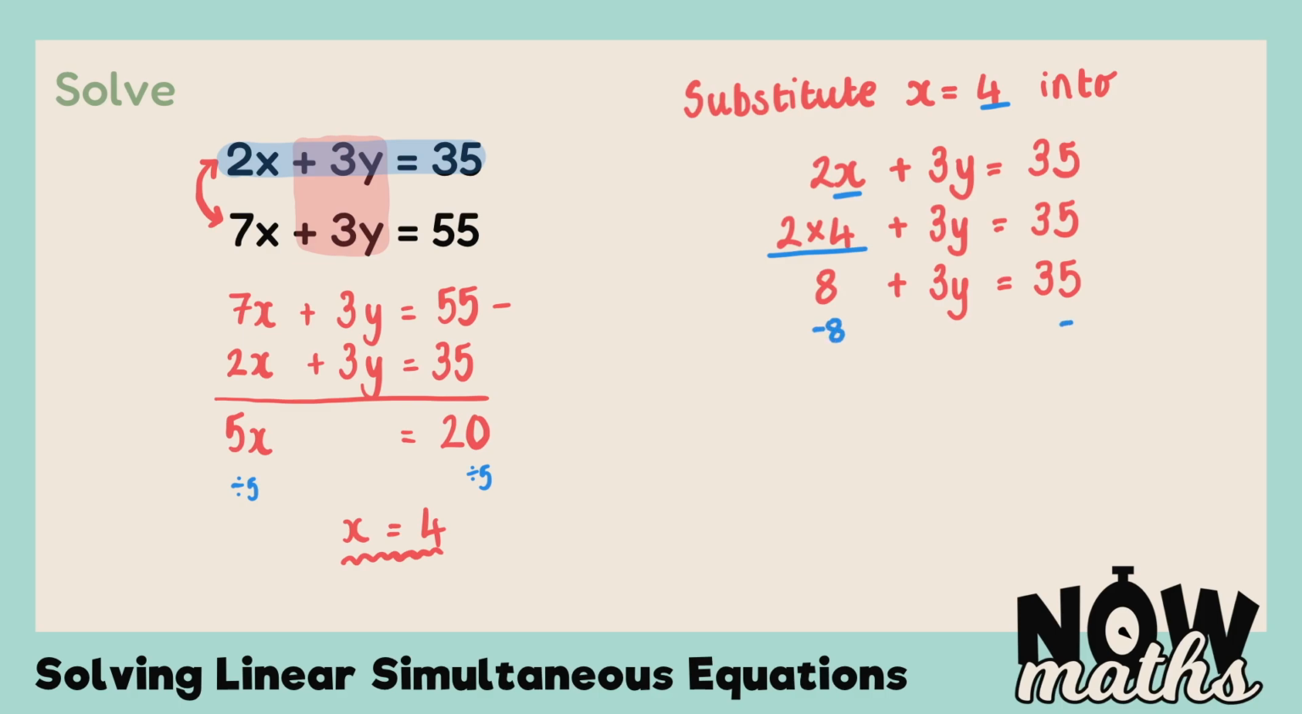So on the left-hand side, we have just 3y. And on the right-hand side, 35 subtract 8 is 27. Now we have 3y equals 27, so we divide by 3, which gives us y on the left, and on the right, 27 divided by 3 is 9. So we have our y solution of y equals 9.